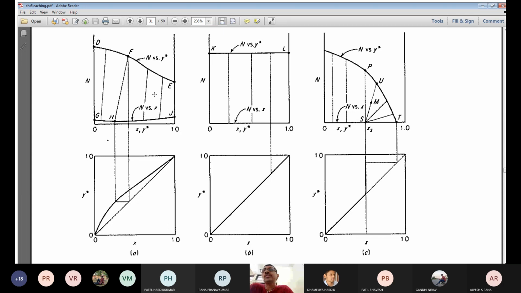Okay, so these are the types of the curve.